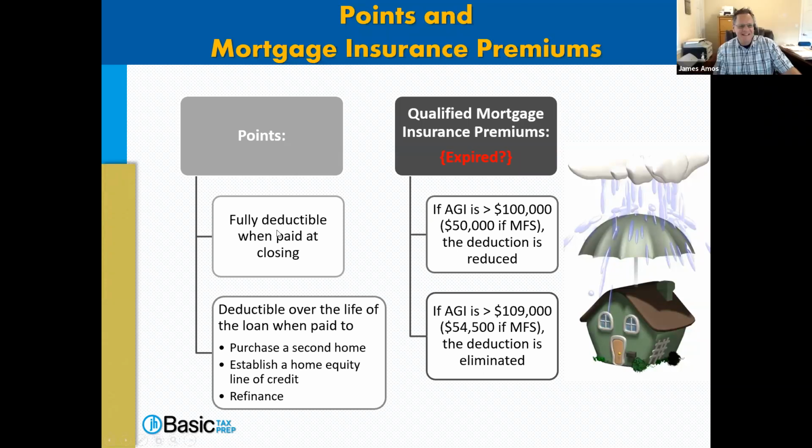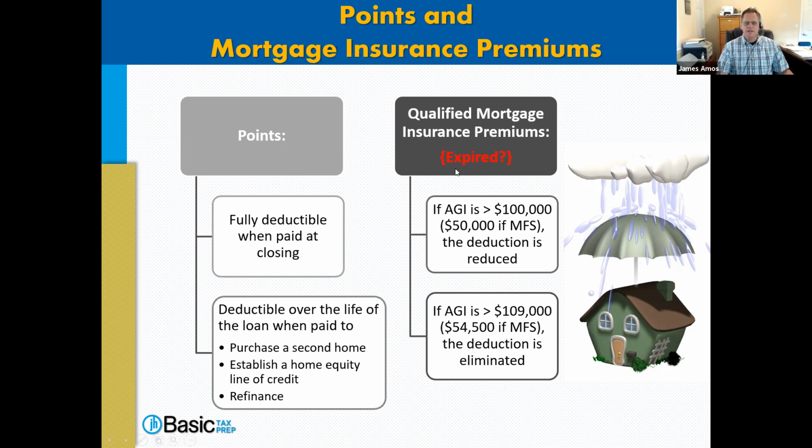The point is that think of points as you normally will pay it over the life of the loan, except you can choose to take it all at once if you're purchasing new property. If it's for any other reason, take it over the life of the loan.